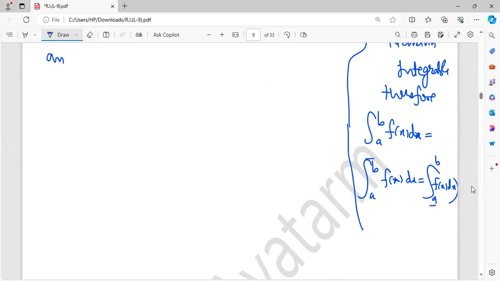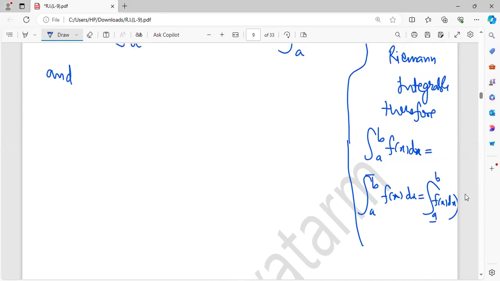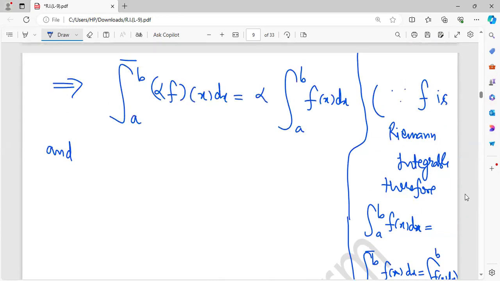And similarly, we will calculate L(P, alpha f). That is also the supremum of... we will also calculate the lower integral.